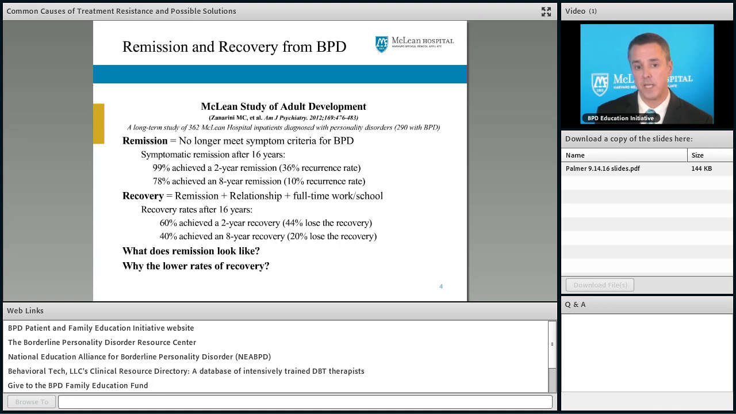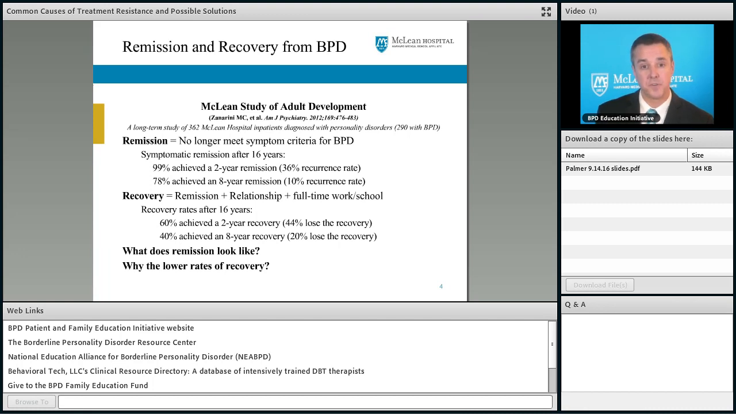And she's followed them for over 20 years now to see what happens and what the outcomes are. They ended up creating two definitions. One was remission and one was recovery. Remission they defined as people no longer meeting symptom criteria for borderline personality disorder.